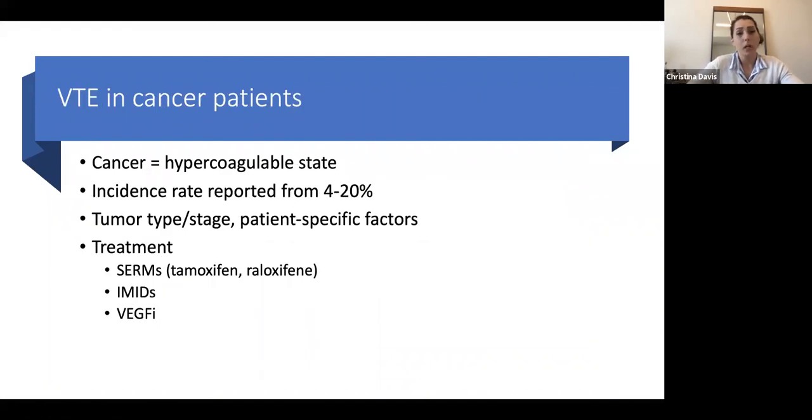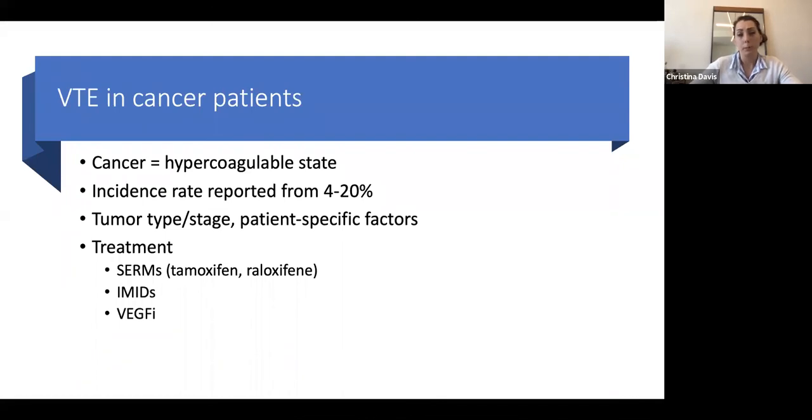And then the last thing I'm going to talk about is VTE in cancer patients. So we know that in general, cancer is a hypercoagulable state. Our patients are at higher risk for clotting, really at baseline, compared to a normal person who does not have cancer. The incidence rate can be reported anywhere from 4 to 20%. I saw one study that listed 5 to 25%. It's somewhere in that range, but that's really high. That really is dependent on a variety of different things, such as the type of tumor, the stage, so obviously metastatic patients are at highest risk, and then patient-specific factors as well.